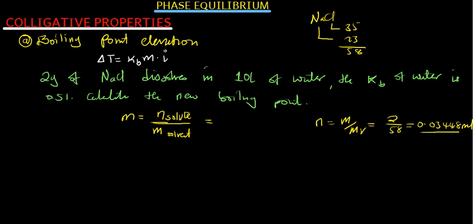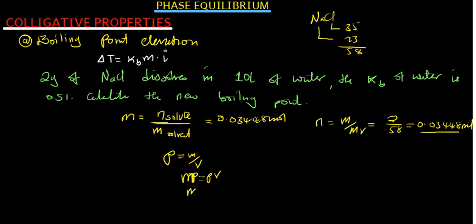And so to calculate the molarity, we are going to divide those number of moles, 0.03448 moles, by the mass of the solvent, and in this case the solvent is water. We have dissolved 2 grams of sodium chloride in 10 liters of water. But how do we find the mass? We know that density is mass over volume, and so this will give us mass being equal to density times volume.